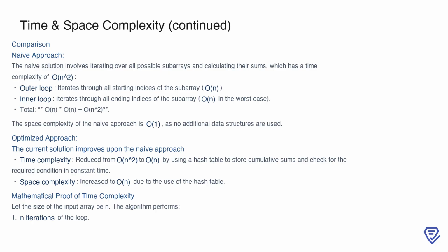However, the naive approach has a space complexity of O(1), as it doesn't use any additional data structures. In contrast, the optimized approach significantly improves the time complexity, reducing it from O(n squared) to O(n), by leveraging a hash table to store cumulative sums and check conditions in constant time. The trade-off is a slight increase in space complexity to O(n), due to the use of the hash table.